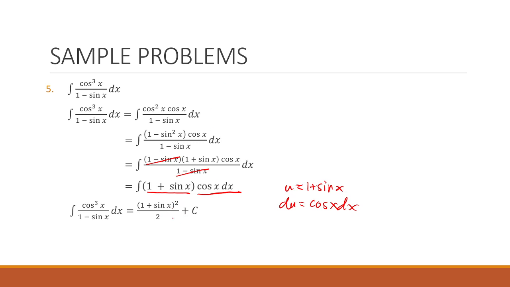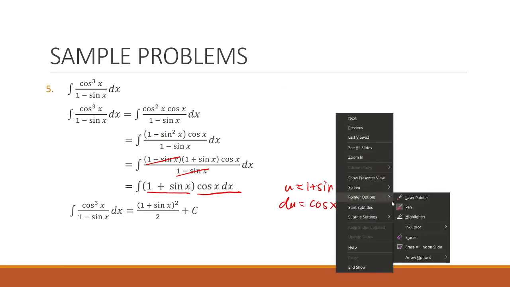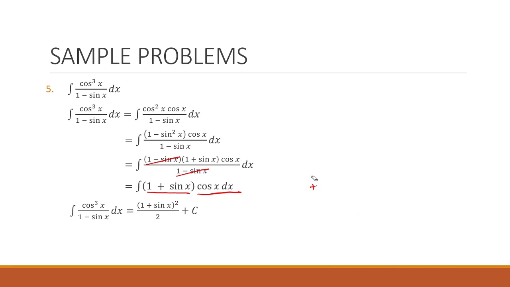And then, before we try to evaluate this one using other techniques, let's go back to cosine cube x over 1 minus sine x, to the original na integral. So again, first technique applied here is by factoring out cosine x and then converting cosine squared x to its equivalent na Pythagorean identity. Okay, so let's start again: integral cosine cube x over 1 minus sine x dx.